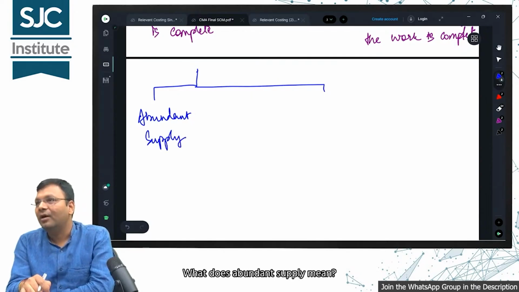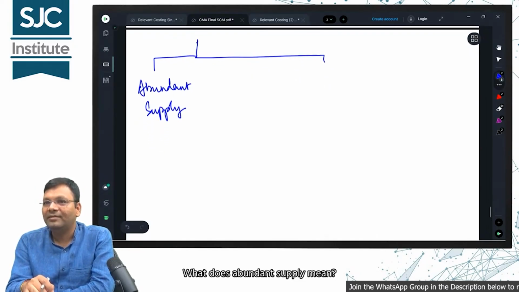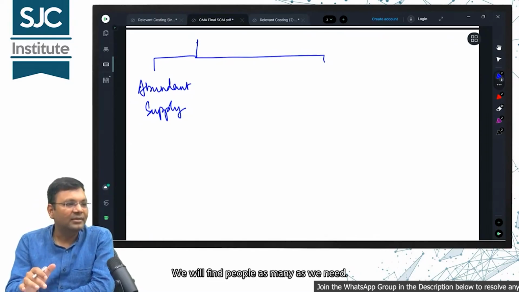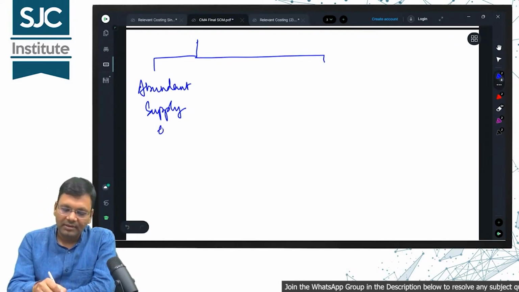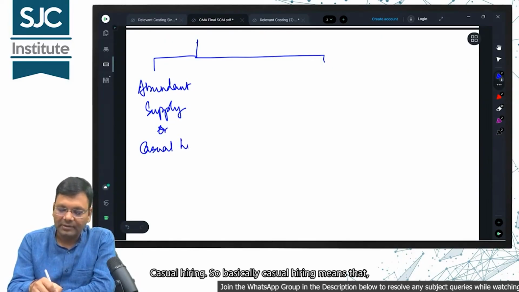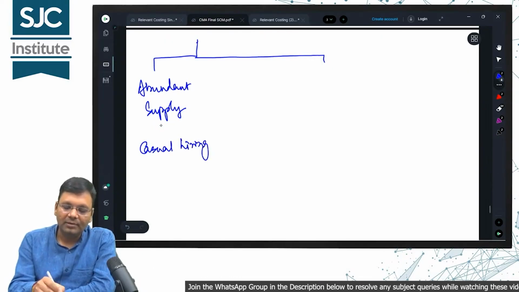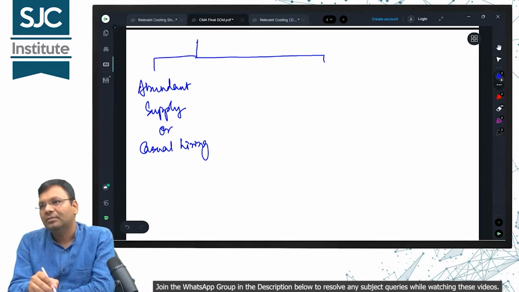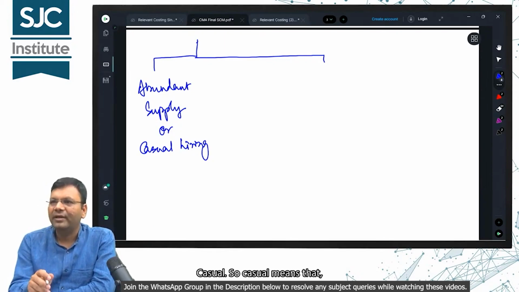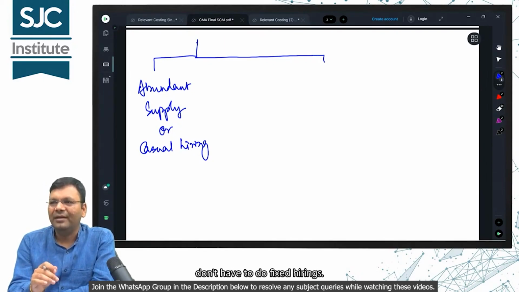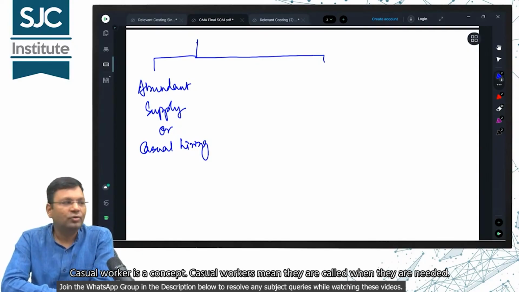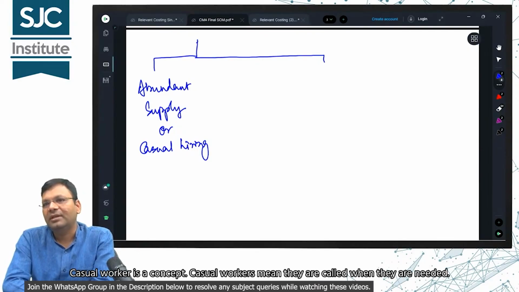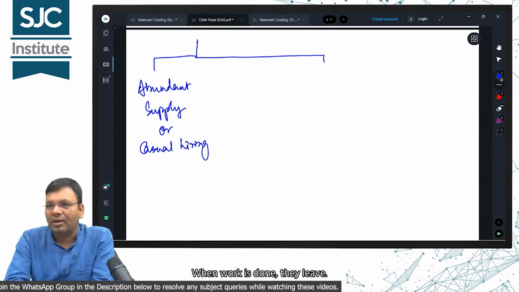What does abundant supply mean? We will find as many people as we need, or you can say casual hiring. Casual hiring means that you will get as many people as needed, without fixed hiring. Casual worker is a concept: casual workers are called when they are needed, and when the work is done, they leave.